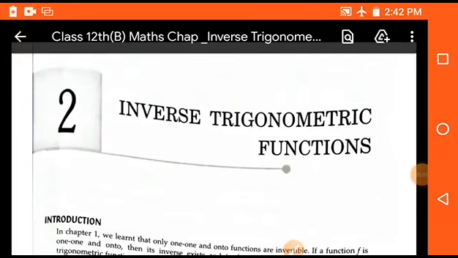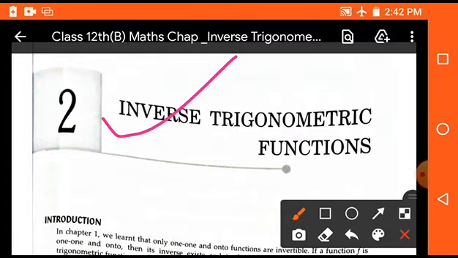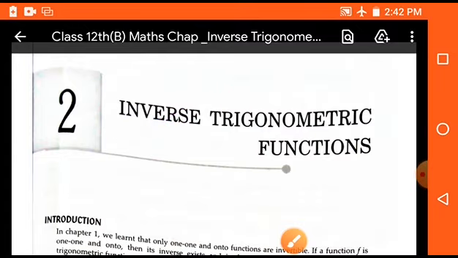In this session, we will study a most important chapter, inverse trigonometry function. And this is important because generally 2 to 3 questions are asked in the board examination from this chapter. So students, let's start. Our chapter is inverse trigonometry function.